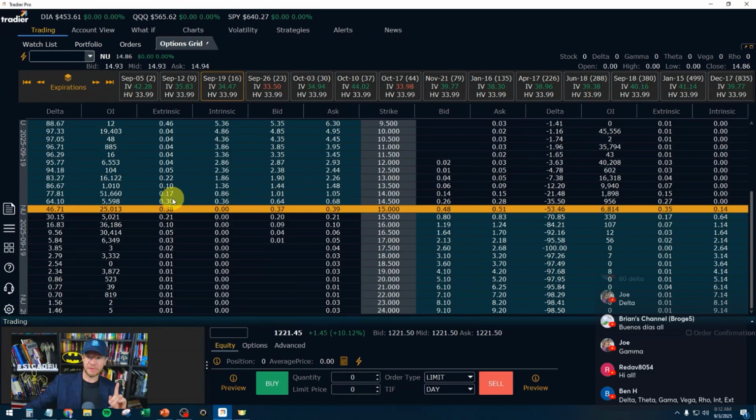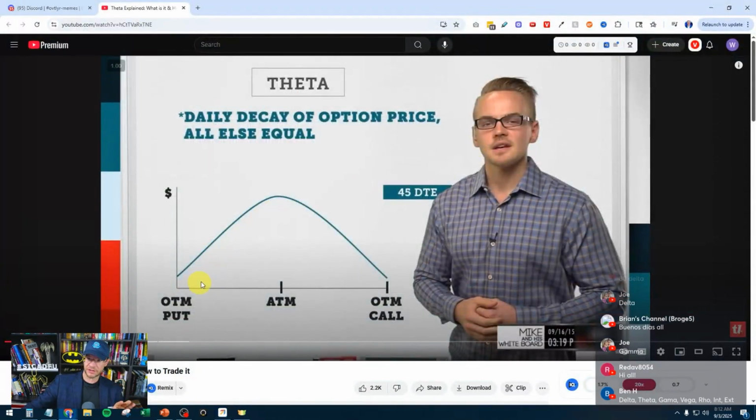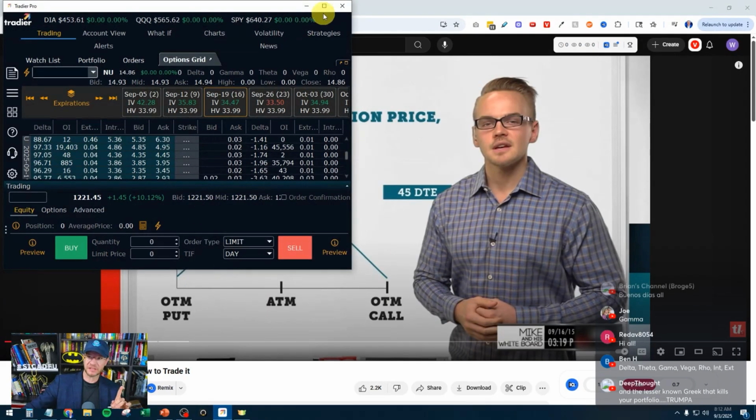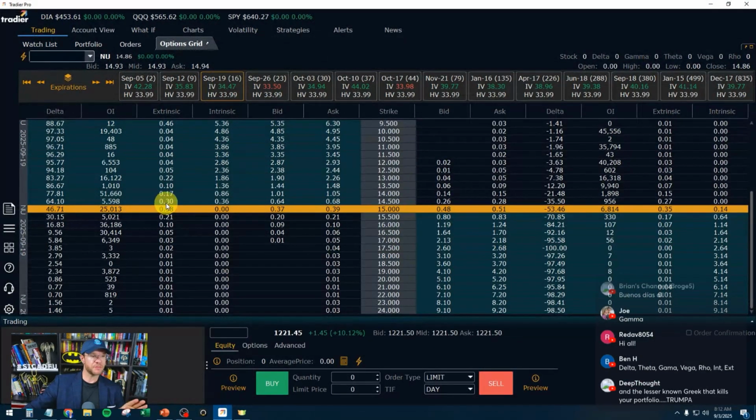One thing to keep in mind is that extrinsic value is most expensive at the money. I don't know if he's going to describe that exactly, but that's what this is saying here: at the money, out of the money. At the money is the most expensive options. Now, we've talked about before how to judge if an option is expensive or cheap. Let's go to an option that has more strikes. Let's go to Palantir.